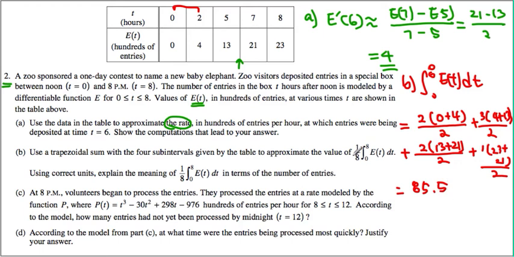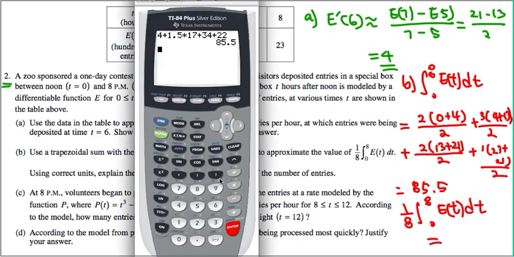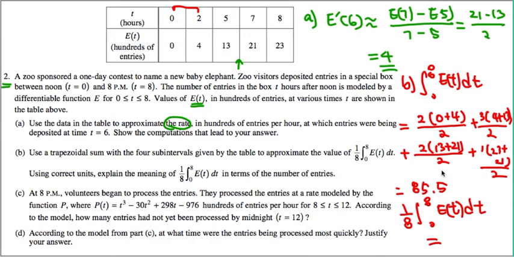Then this expression, 1 over 8 times the integral from 0 through 8 of E of t dt, would equal 85.5 divided by 8. Then we get 10.69.